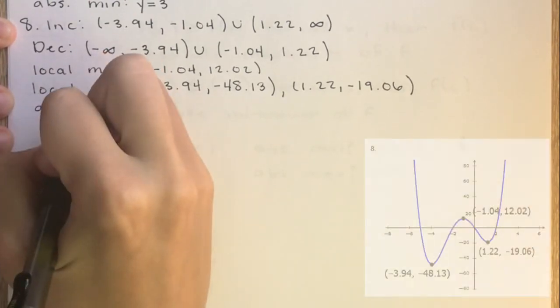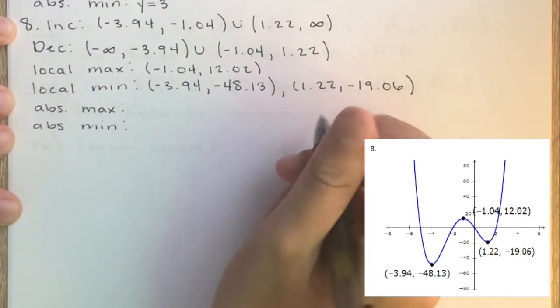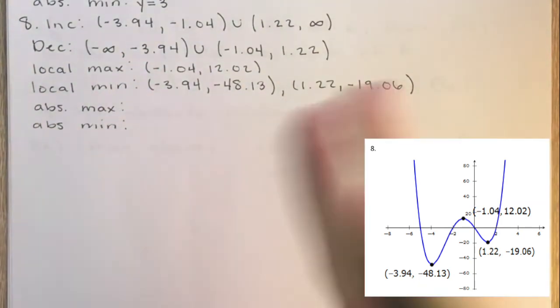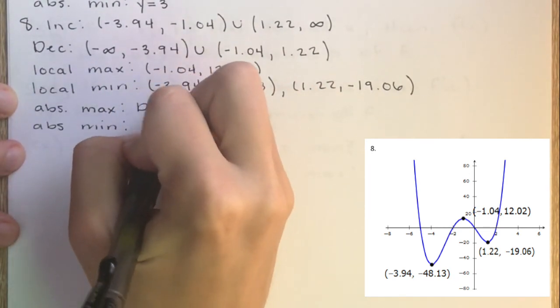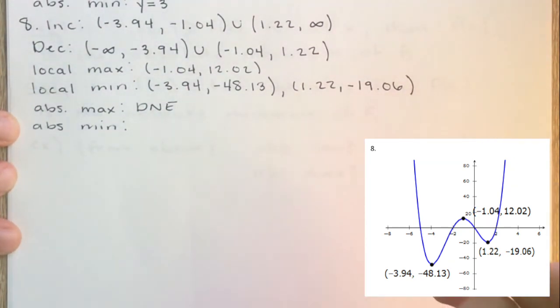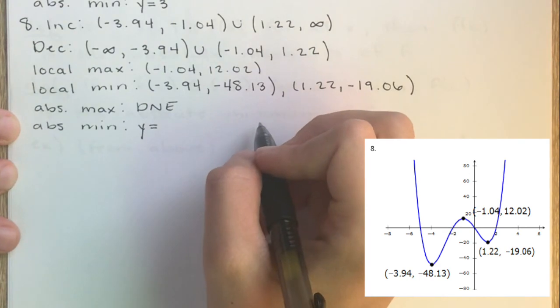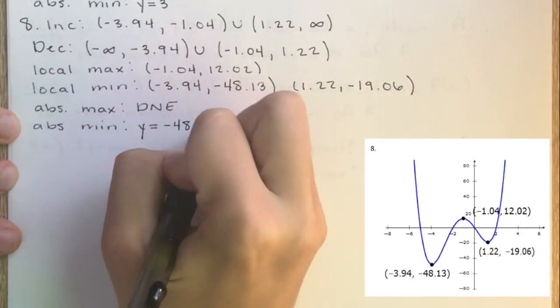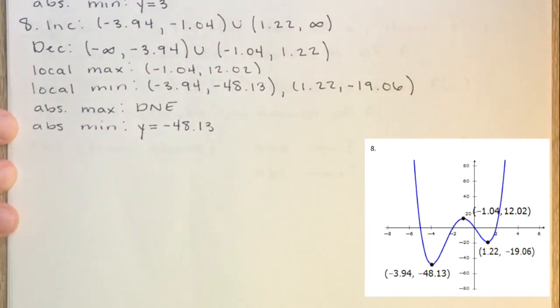Number 8. Absolute max. Again, similar to all the other ones we've looked at, there is no absolute max here, right? So we do not have an absolute max because we are extending up to infinity for all of these. Is there an absolute min? Is there a lowest y value? Yes, totally. Absolute minimum occurs at that lowest valley, which has the y value, what? Negative 48.13.